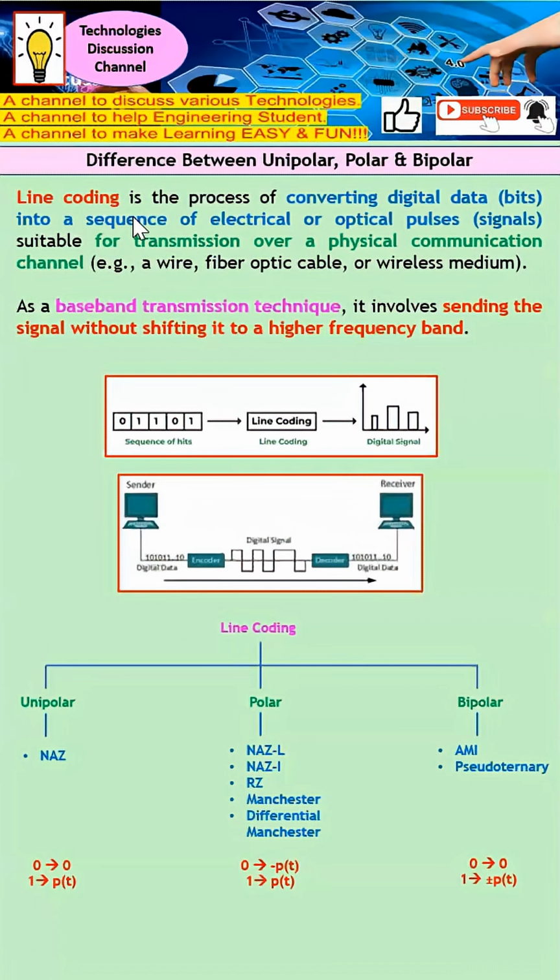In this video, I'd like to explain the different types of line coding, which are unipolar, polar, and bipolar. Let's first understand what line coding is.